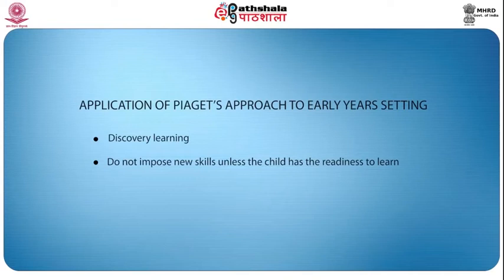The third implication is that every teacher should understand that individual differences exist. Though all children go through a similar series of development, the rate varies from child to child. Hence, children in their early years ought to be provided with ample opportunities for development without being forced to learn.